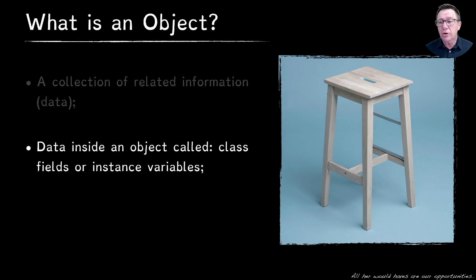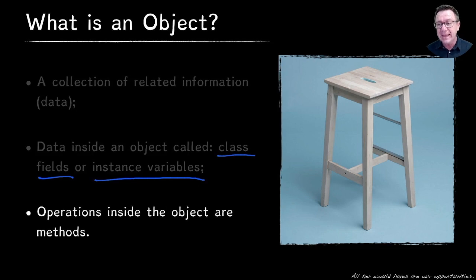Data inside an object. Okay, so when it's inside the object, it's what we said, the class fields or the instance variables. And you're saying, David, you've said this already. I know, and I'm saying it from a slightly different angle because it's crucial you get an understanding of this. Okay, and our operations are the methods.